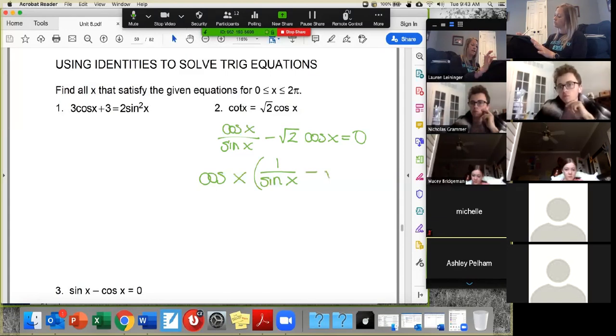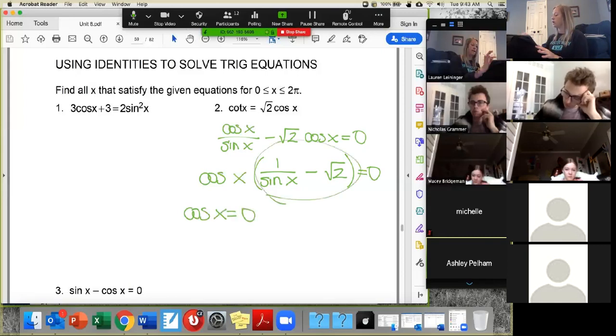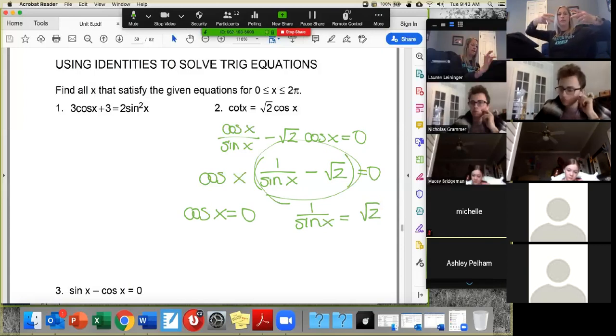Root 2. And once you've factored in any form, I would then set your factors equal to 0. So we're looking for where cosine is equal to 0. That one's easy. We've got to do some work on this one. If I set that equal to 0, that gives me 1 over sine is equal to root 2. Because I have to change this into a sine anyway to solve, do y'all know the trick of just flipping both sides?